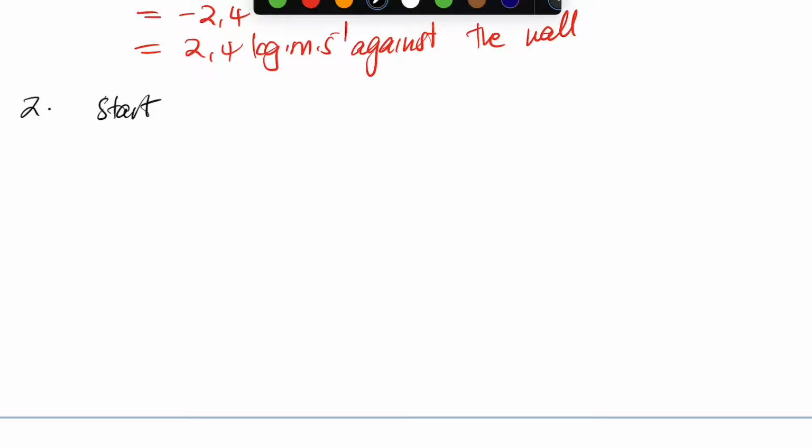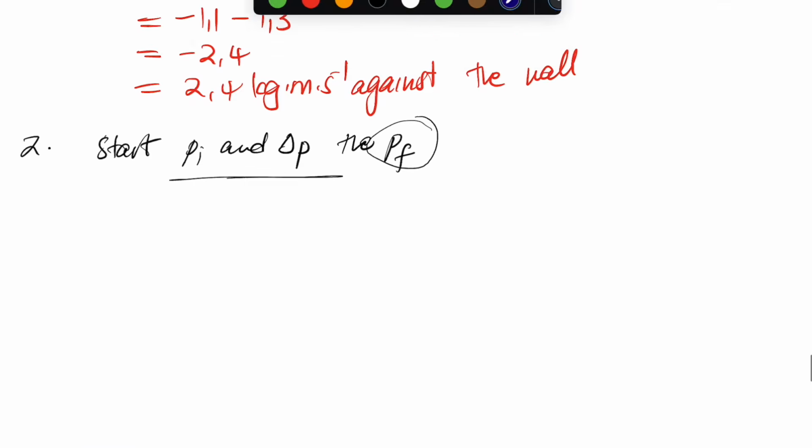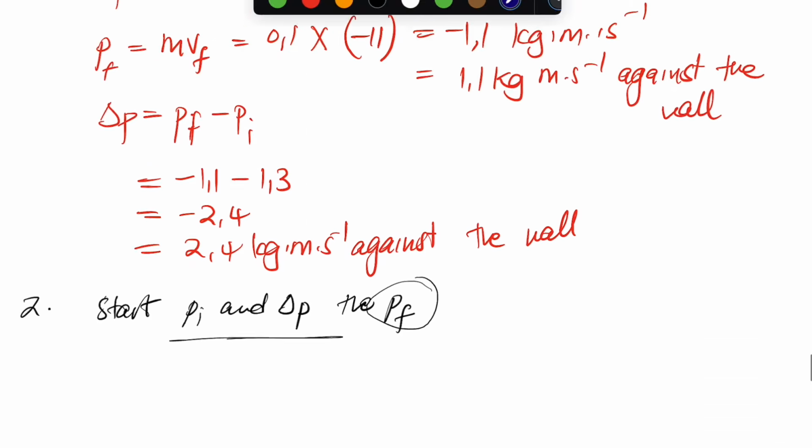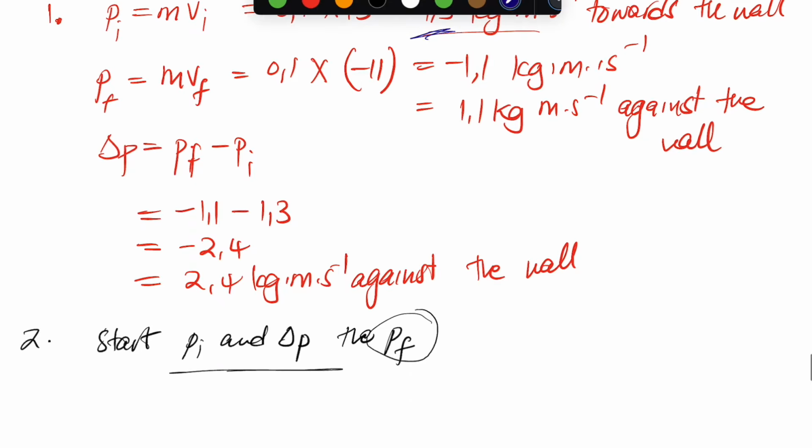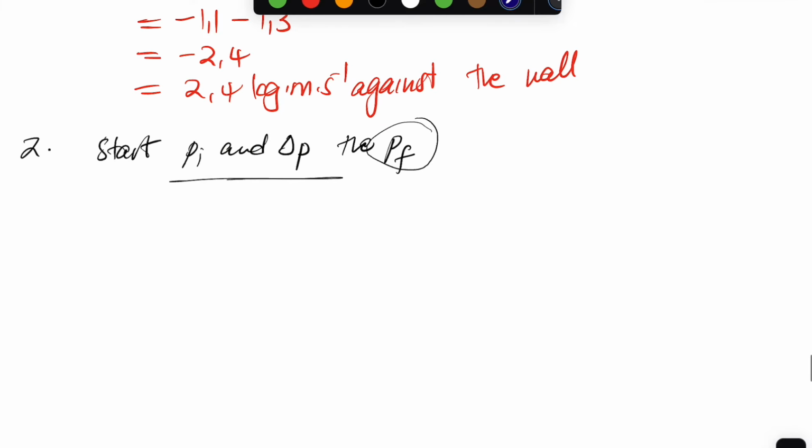So we should start with, the what? With the initial momentum and change in momentum. You can start with any between the two, and then you draw the what, the P final. So you start with any between the two, the initial and the change, and then the last thing that you're going to draw is the final momentum. Let's start with the initial. Where's the initial? The initial momentum, it's 1.3 towards the wall, which is going to the right.